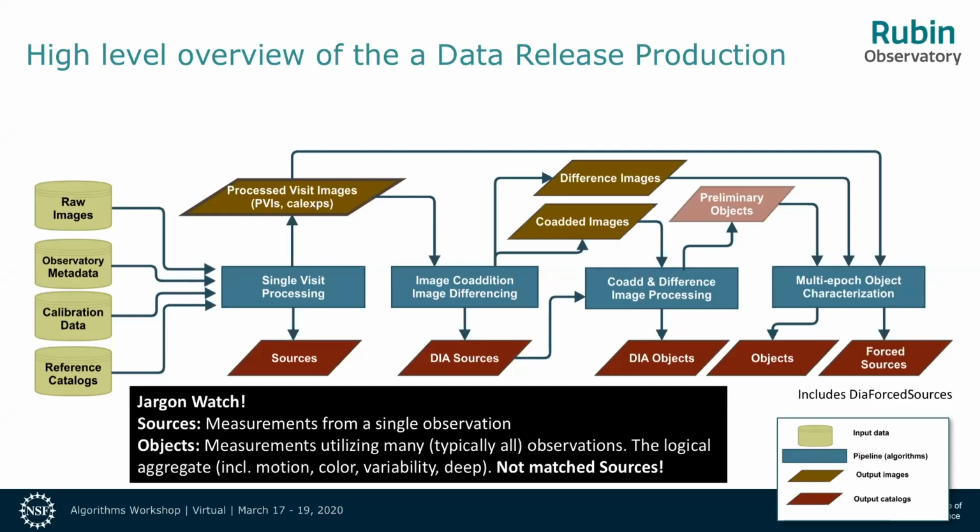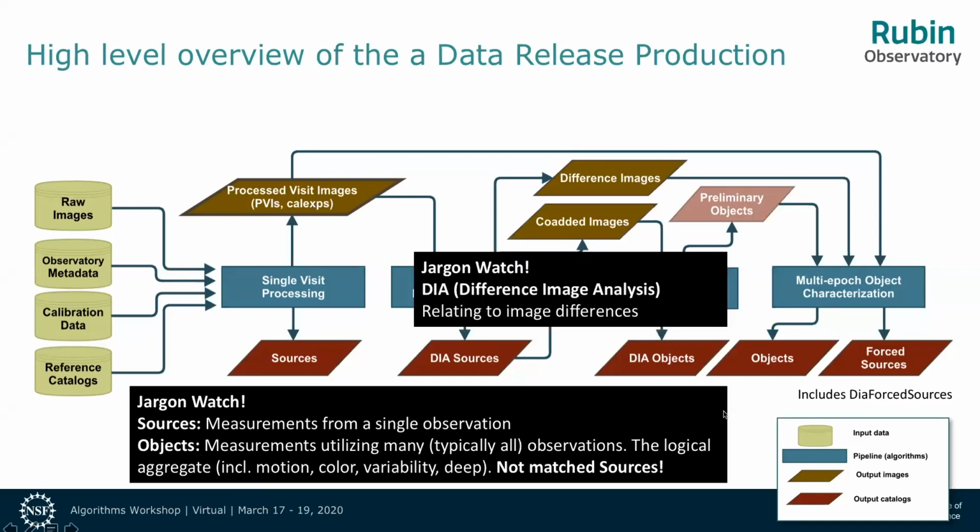However, note that the objects are not literally aggregates over the sources. They are measured on coadds and through light curves and include things like color and are deeper. And I will give you more detail on how both of these components are measured in a bit. So the other jargon to watch out for is DIA. DIA is just a shorthand for relating to image differencing.